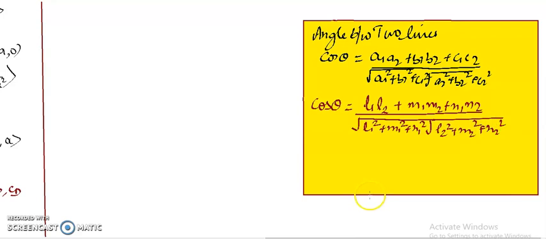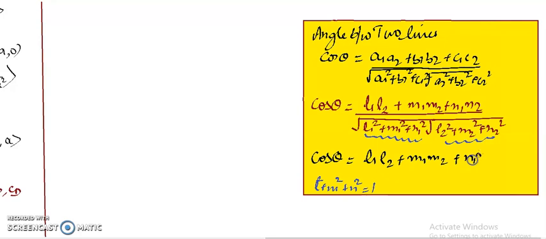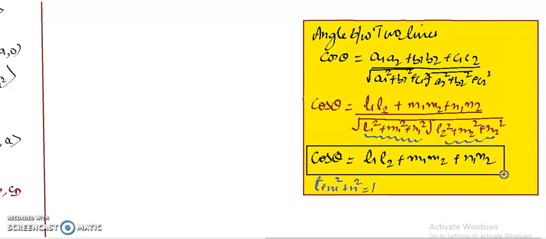Now students, you know that whenever you have direction cosines, the sum of their squares is 1. Similarly, this denominator will be 1. So when you have direction cosines, the angle is given by L1 L2 plus M1 M2 plus N1 N2.